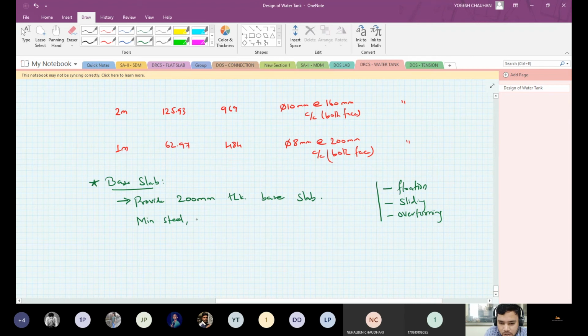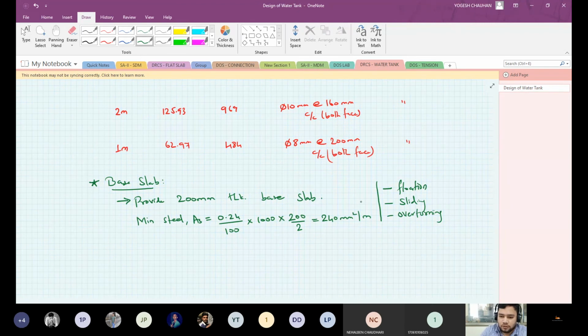thickness, and the minimum steel Ast is equal to 0.24 divided by 100 into 1000 into 200 by 2. That is for each face. Okay, this is for each face, the reinforcement on each face. This will be 240 mm square per meter.